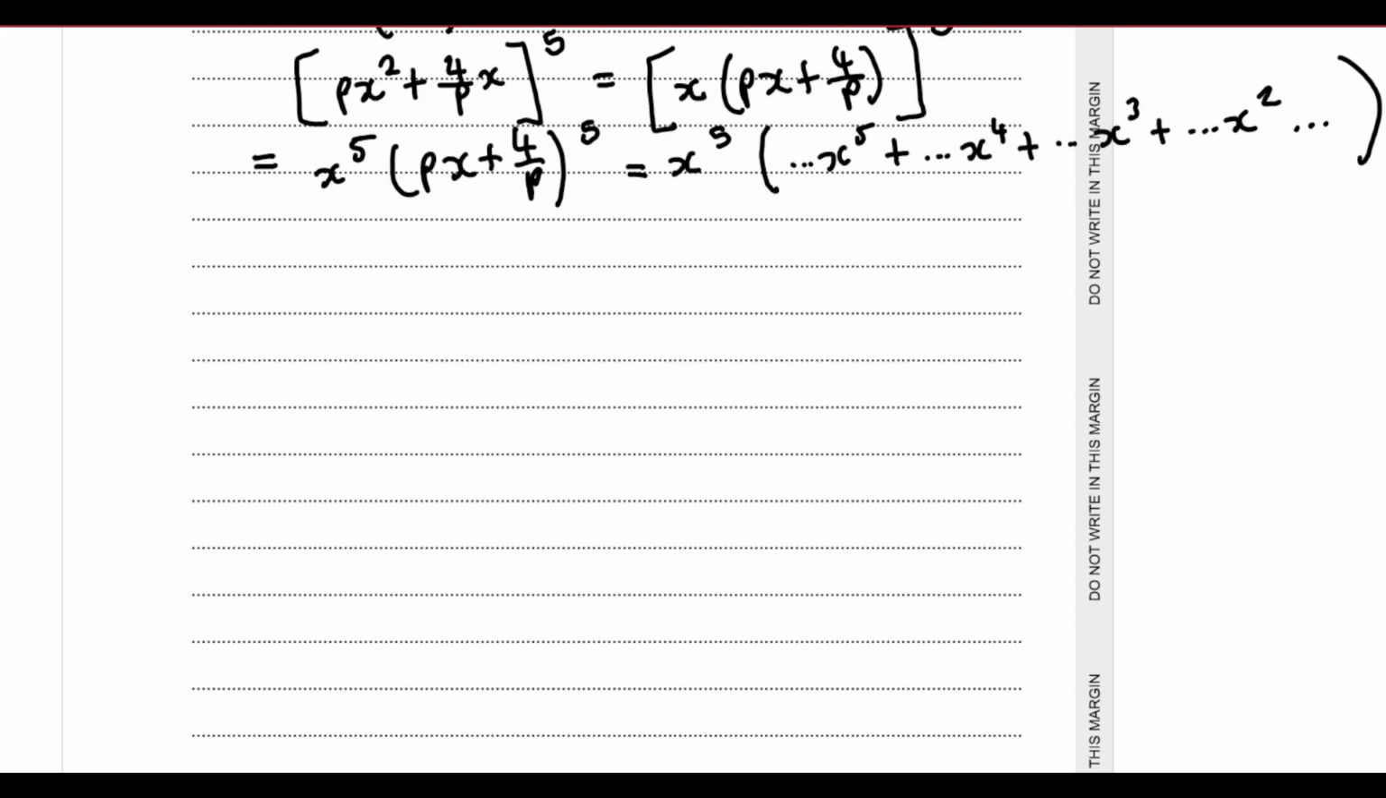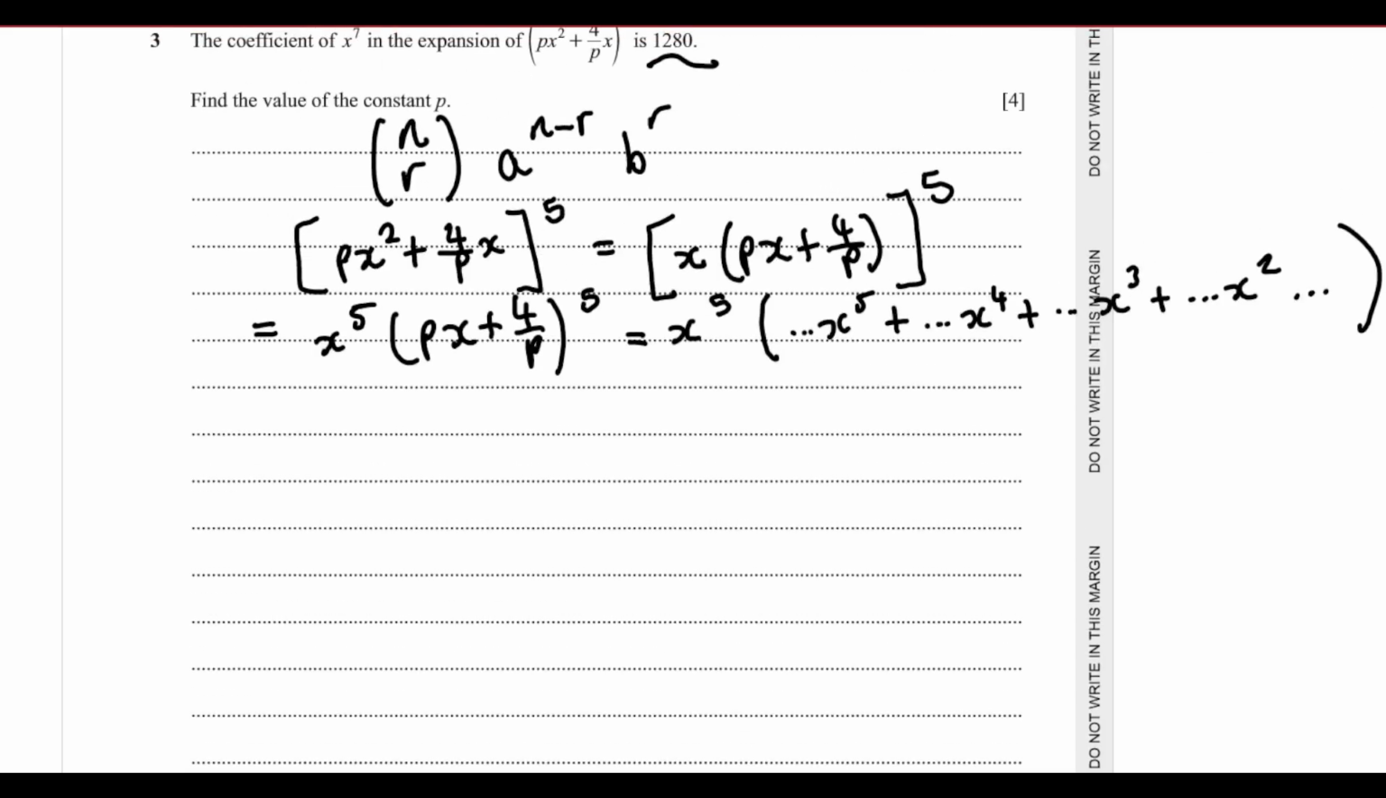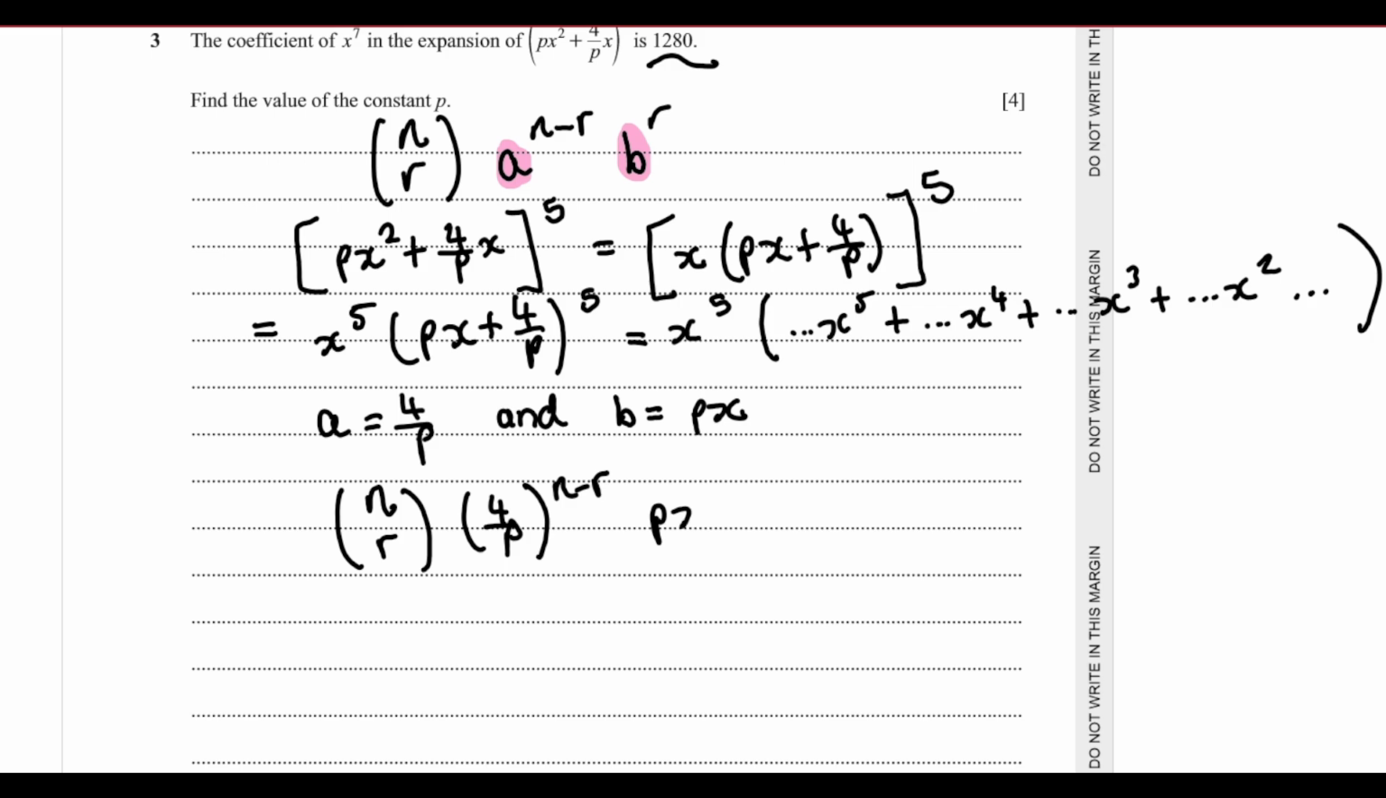Okay, so what happens if in our general form over here I let a be 4 over p and I let b be px? You can also do it the other way around, but if you do it this way around, what will happen? You'll have n choose r, 4 over p to the power of n minus r, and then px to the power of r.